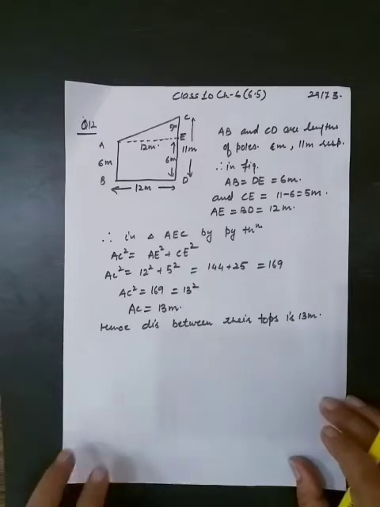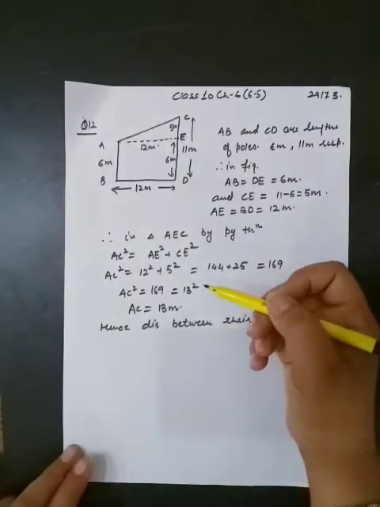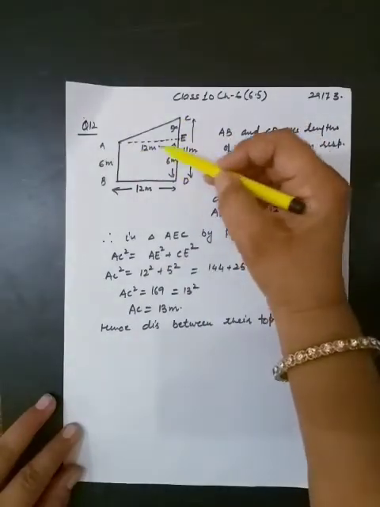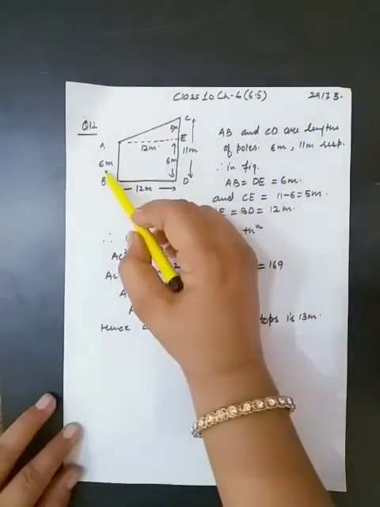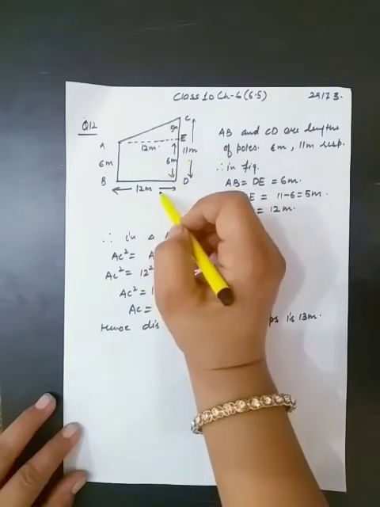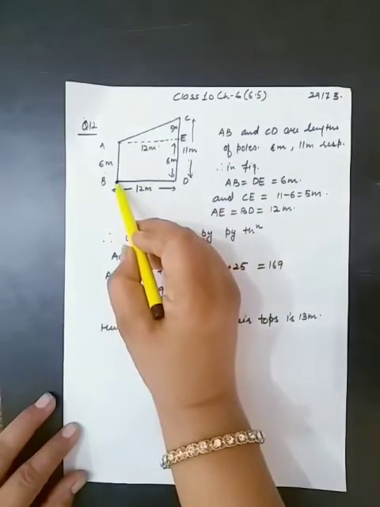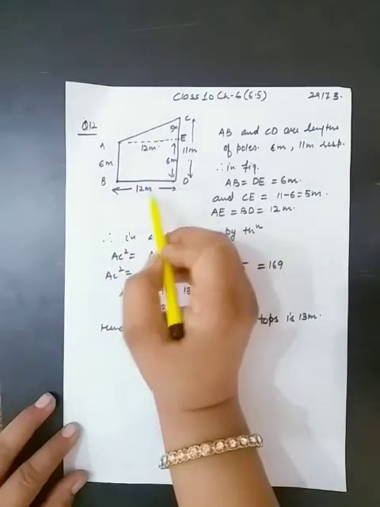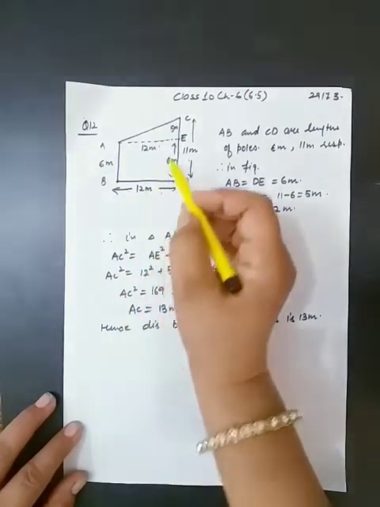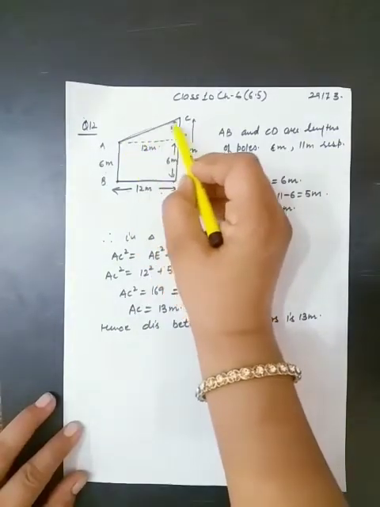Two poles of height 6 meter and 11 meter. In the figure, AB and CD are the heights of two poles, 6 meter and 11 meter. The distance between the feet of the poles, that is, both poles' feet distance, is 12 meter, given. Find the distance between their tops. We have to find the value of AC.